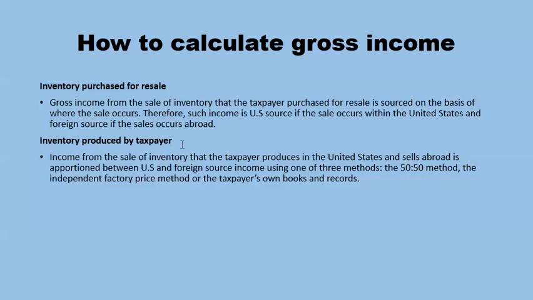Inventory produced by the taxpayer. Income from the sale of inventory that the taxpayer produces in the United States and sells abroad is apportioned between US and foreign source income using one of three methods: the 50-50 method, the independent factory price method, or the taxpayer's own books and records.